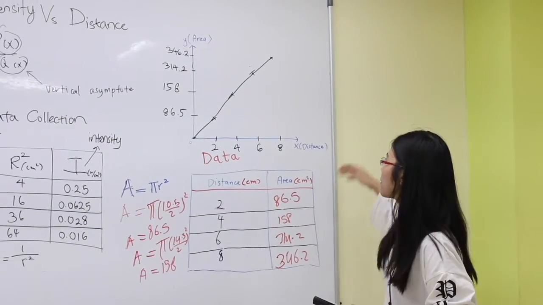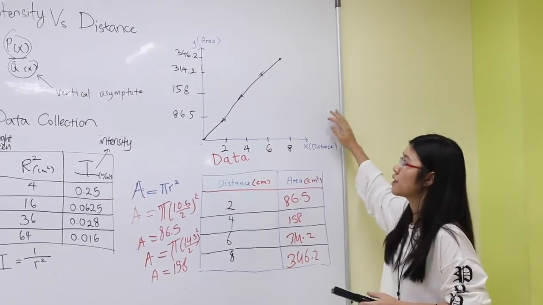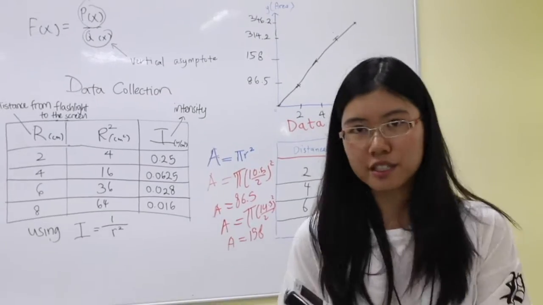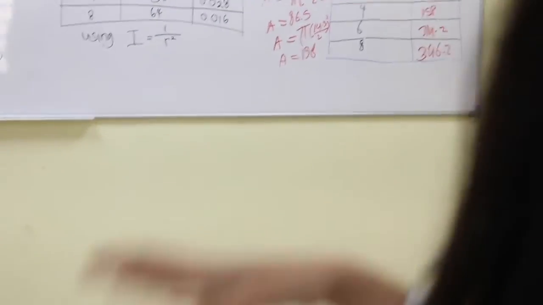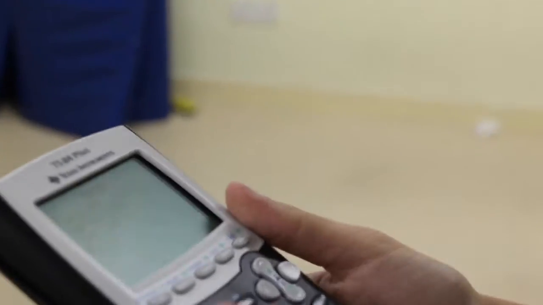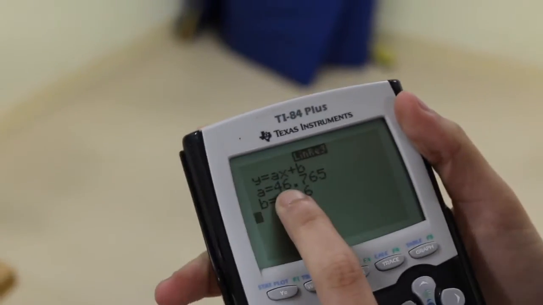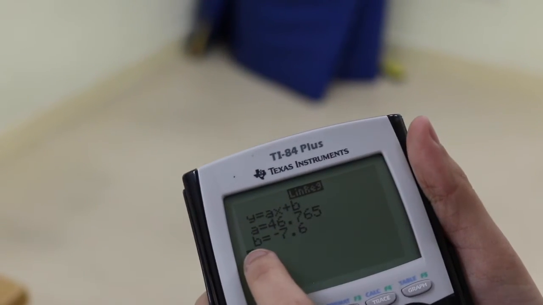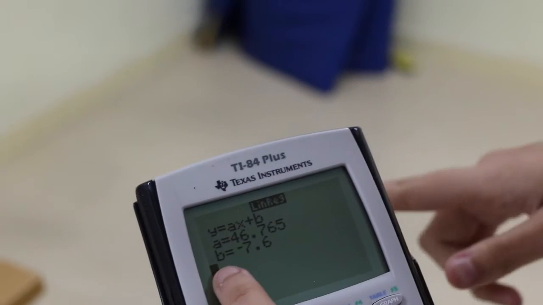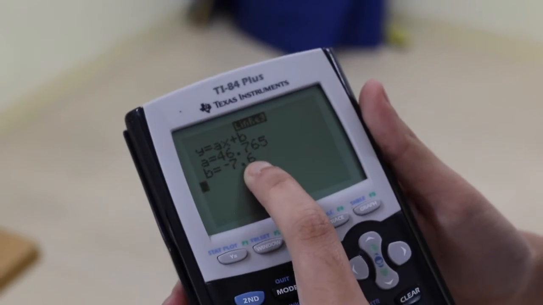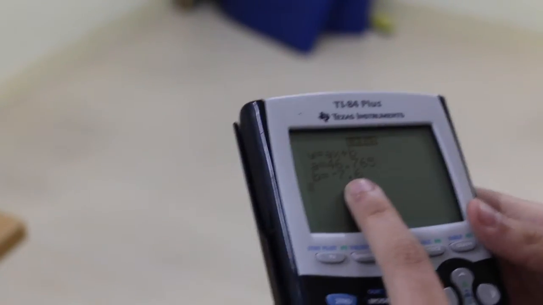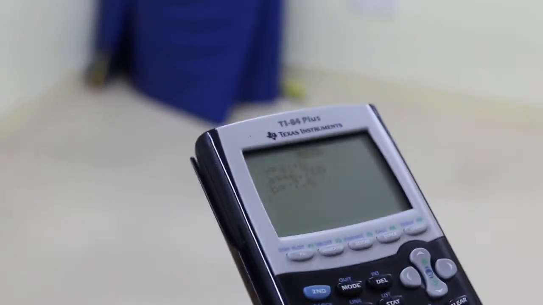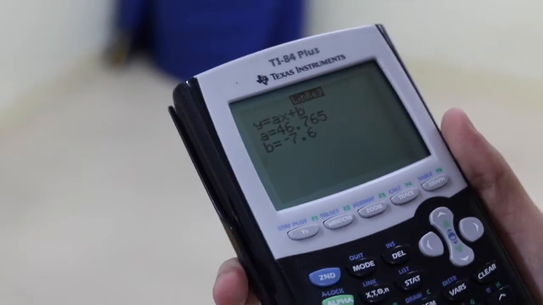Now we're going to determine the equation of this graph. Using the graphing calculator, you get a linear regression in the form y equals mx plus c. The value of a is 46.765, and this a is our m, which is the gradient. B, which is our c, is negative 7.6, and this is our y-intercept. But since our y values cannot be below 0, we won't graph the value of negative 7.6 onto our graph.